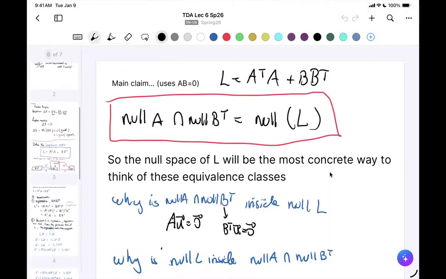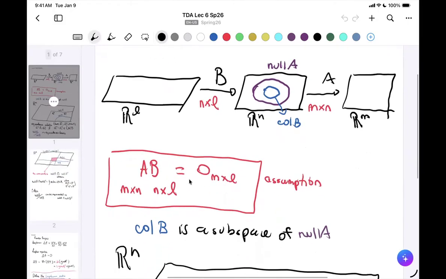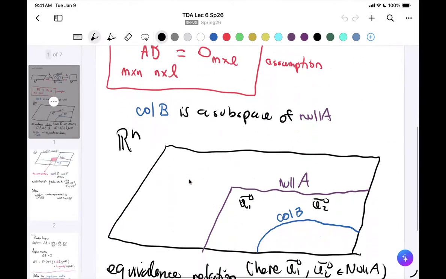Here we go. The idea, as I was telling you, is that we have two matrices A and B, and the condition we are interested in working with is that their product is a zero matrix. The reason for that is that if you look at the null space of the matrix A, then because A times B equals zero, the column space of the matrix B lives inside the null space of A.